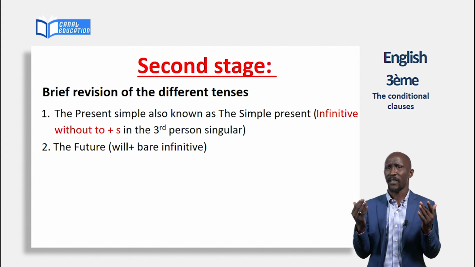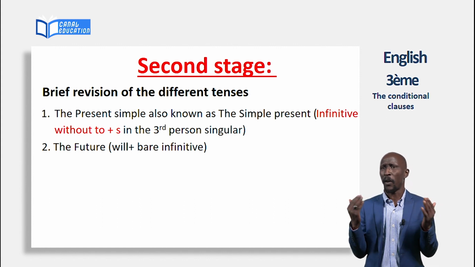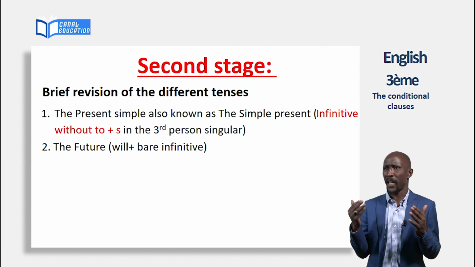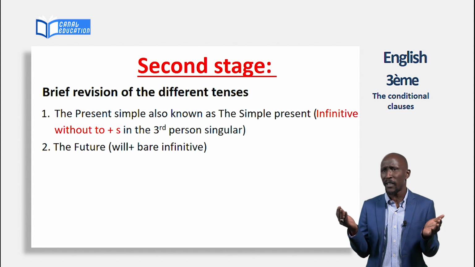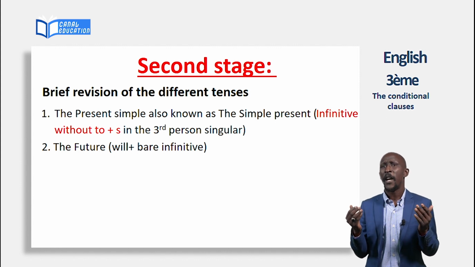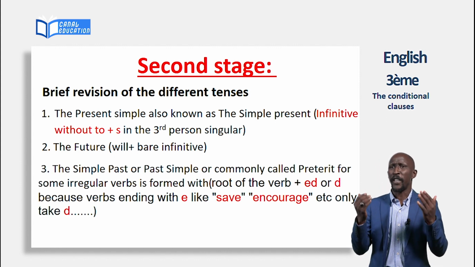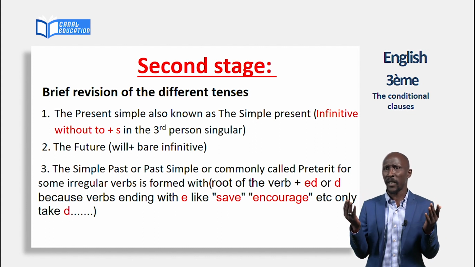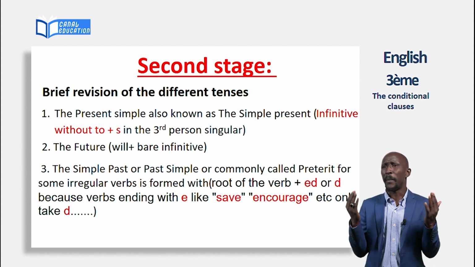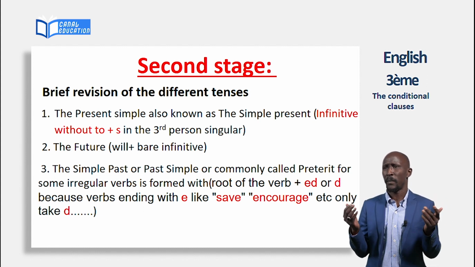The second tense, which will be implicated in the structuring of these conditional clauses, is the future, which is formed with will plus the bare infinitive. It's needless to say that bare infinitive also means infinitive without to. Now, the third tense you will need to know about in order to deal with conditional clauses is the simple past, also known as past simple and commonly called by many students preterite.